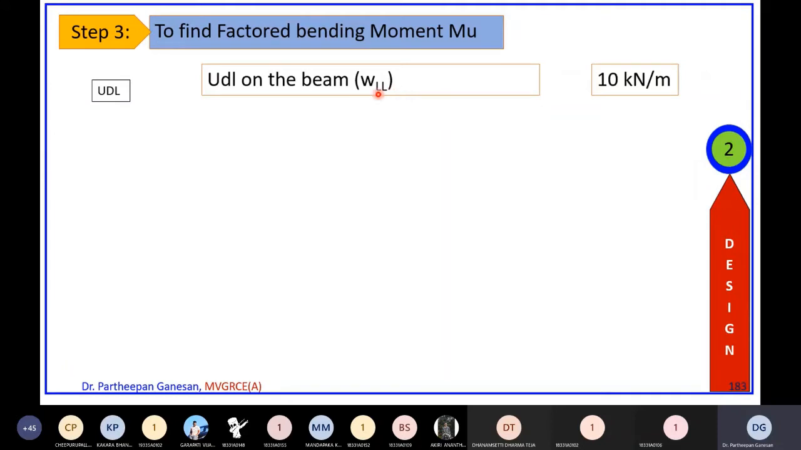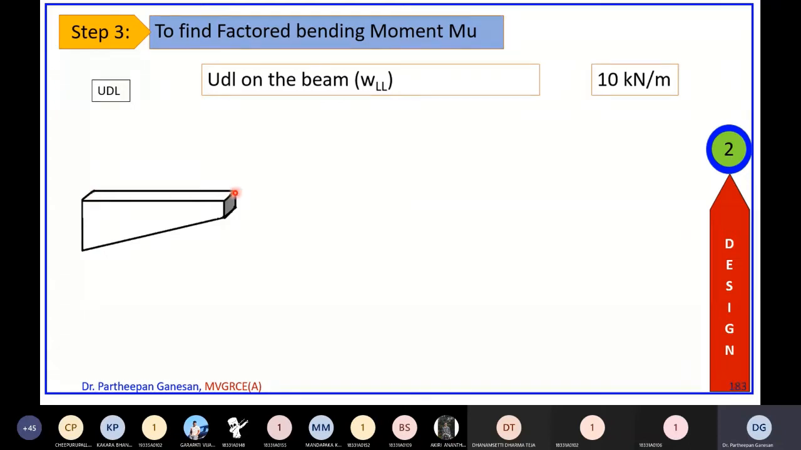Next, self weight will also act as a UDL, as I told you yesterday, because the self weight of the beam is not only at one point. The beam has a weight at each and every point along the span, so that is why it will be indicated as a UDL. So now, how will this be calculated? Let us say this is the beam. This span is 2 meters. The width of the beam is given as 250 mm.